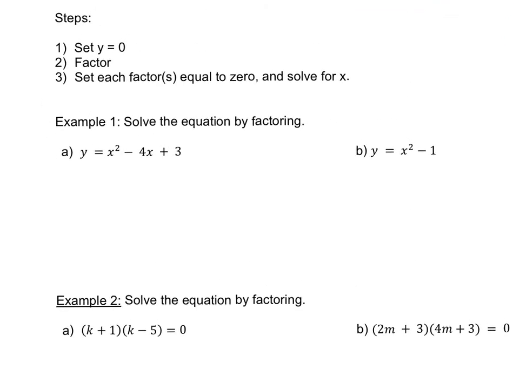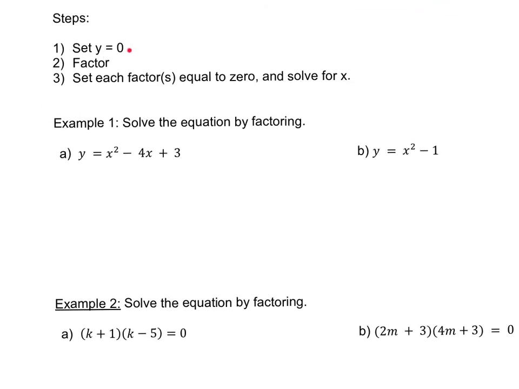To solve this problem, I need to first set my y equal to 0. So I'm going to make this 0 here. The only thing is I like to write my 0 on the right. It's just a preference style. So oftentimes you're going to see people write the quadratic and set the right side equal to 0, even though you can set this side equal to 0. It's just a preference. So generally, you'll see it this way.